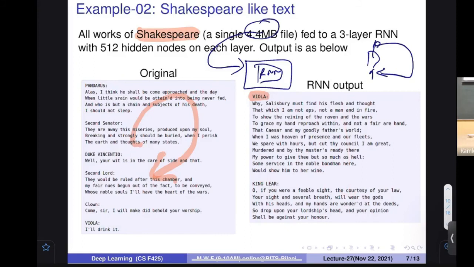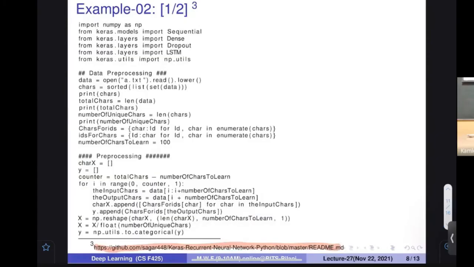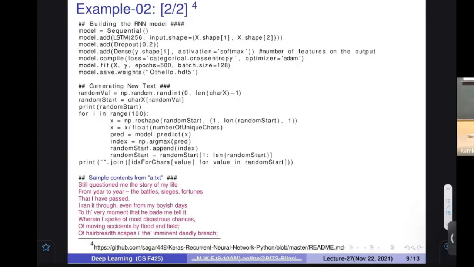So it looks like something useful. It may not be that useful, but something similar is going to come from the system. The system has learned some of the structures out of that. It is very small code. You can find it on the internet, and you can see that it is not more than 40 lines of code. Try to execute this by yourself.